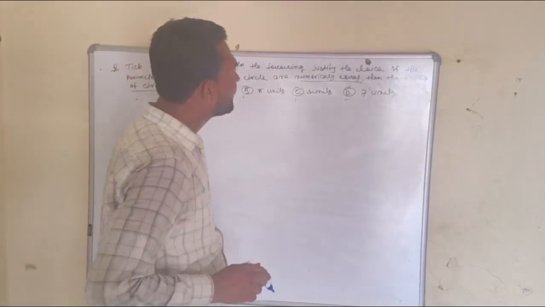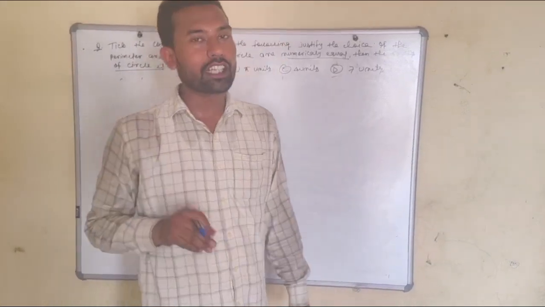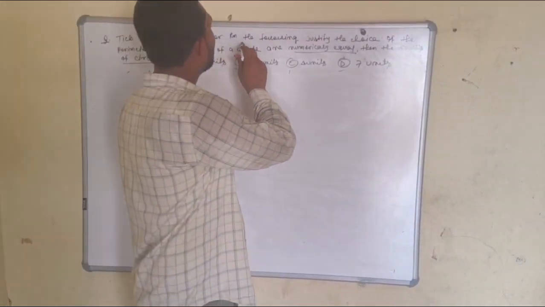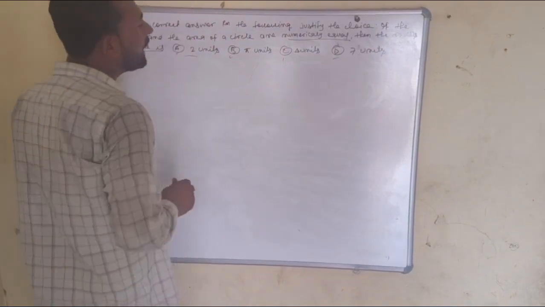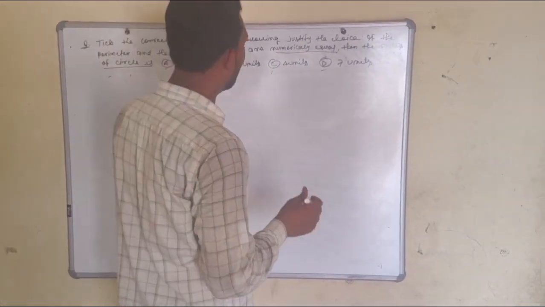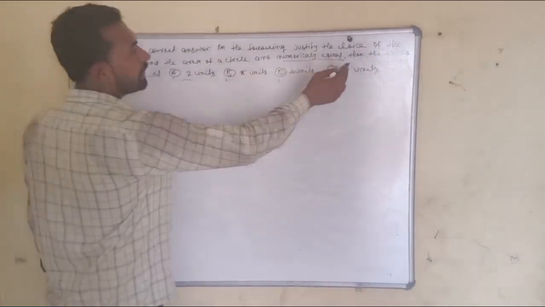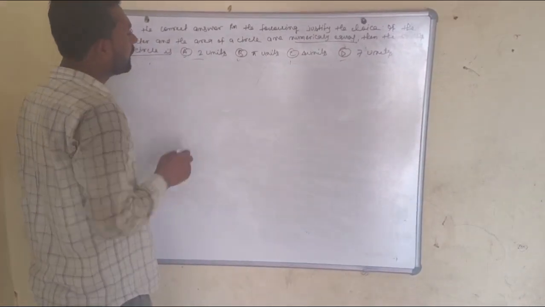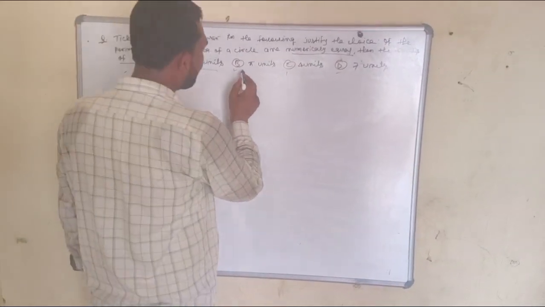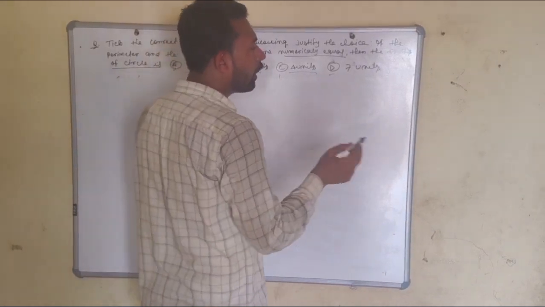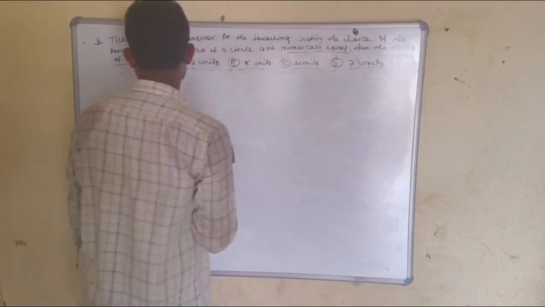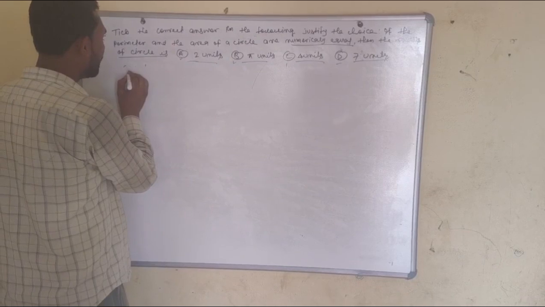Answer the following and justify the choice. Take the correct answer. If the perimeter and the area of a circle are numerically equal, then the radius of the circle is: option A 2 units, option B pi units, option C 4 units, and option D 7 units. Now the solution.